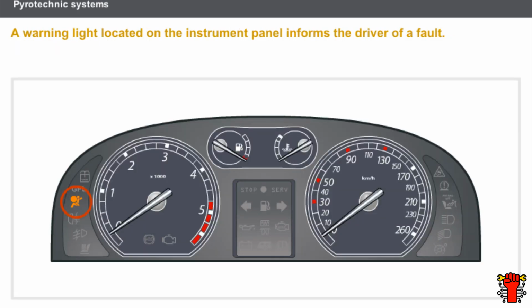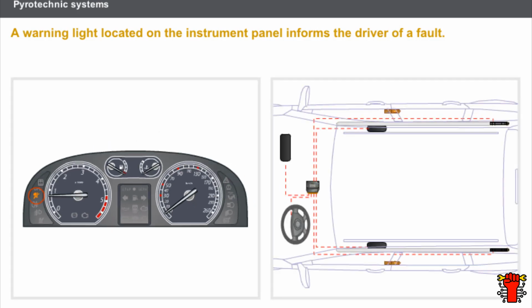A warning light located on the instrument panel informs the driver of a fault. When the engine is started, the warning light comes on for a few seconds while the computer checks the electrical circuits and the pyrotechnic ignition modules. Caution: a warning light that is on does not mean that the whole system is deactivated. Only the lines with a fault are deactivated, the others remain active.